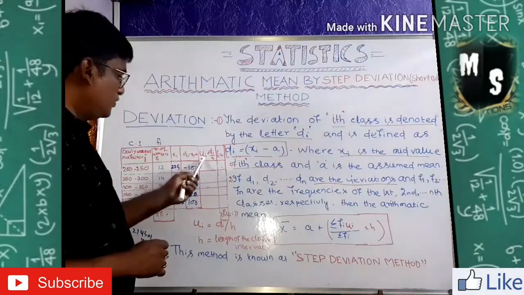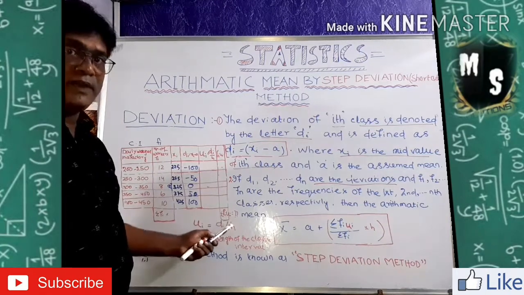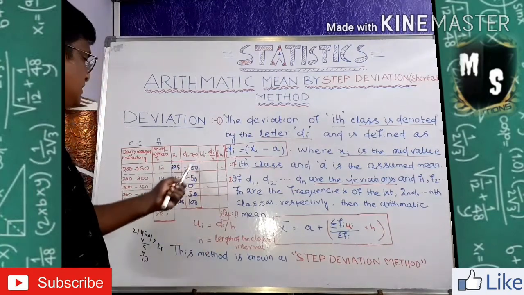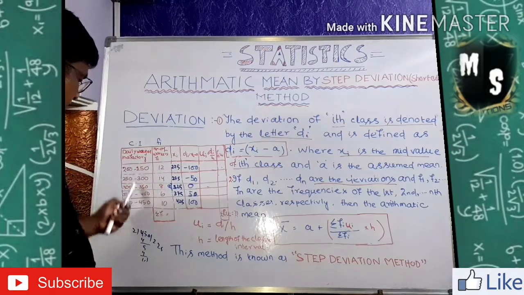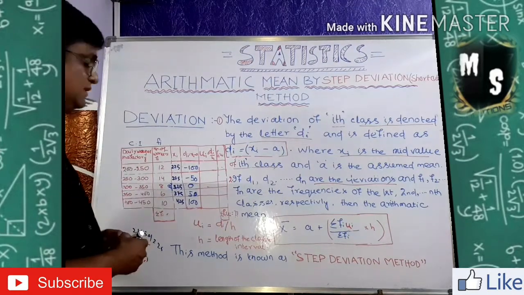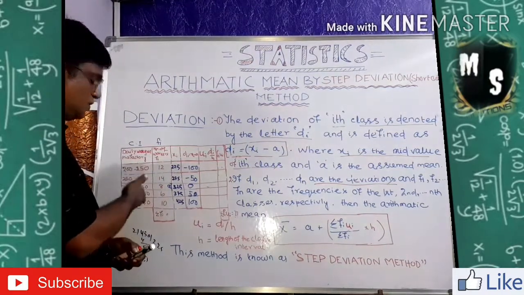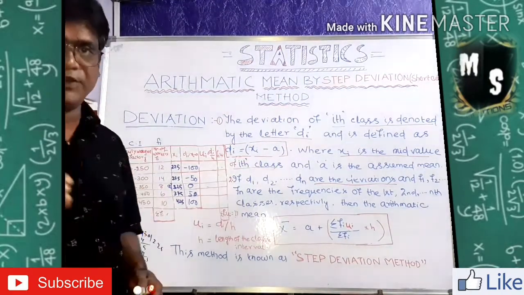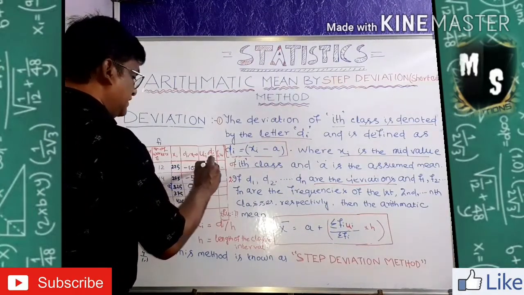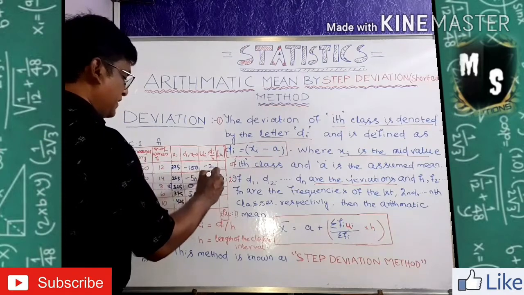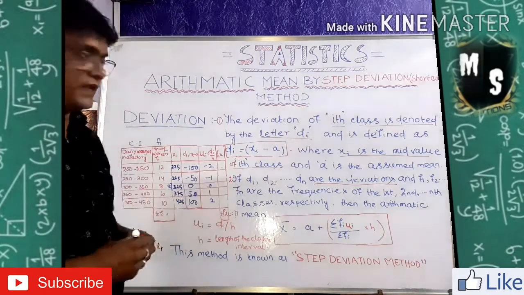Now come to ui. You have to calculate ui. That means di by h. Deviation by the length of the class interval. What is your deviation here? Minus 100. By h. What is your h? 50. H is fixed. H is constant. H always remains constant. So after getting the h, you know what your h is now. Now my h is 50. So ui is di by h. Then minus 100 by 50. It is minus 2. Minus 50 by 50, minus 1, 0, 1, 2. Now you got your ui column.